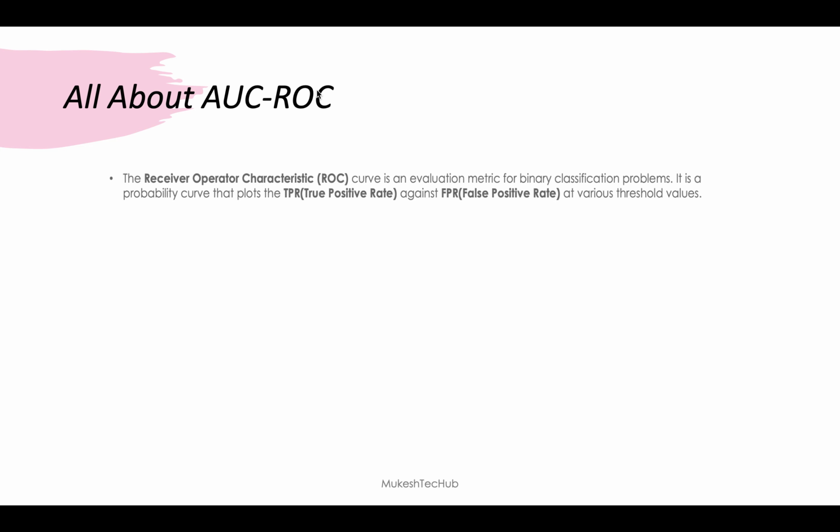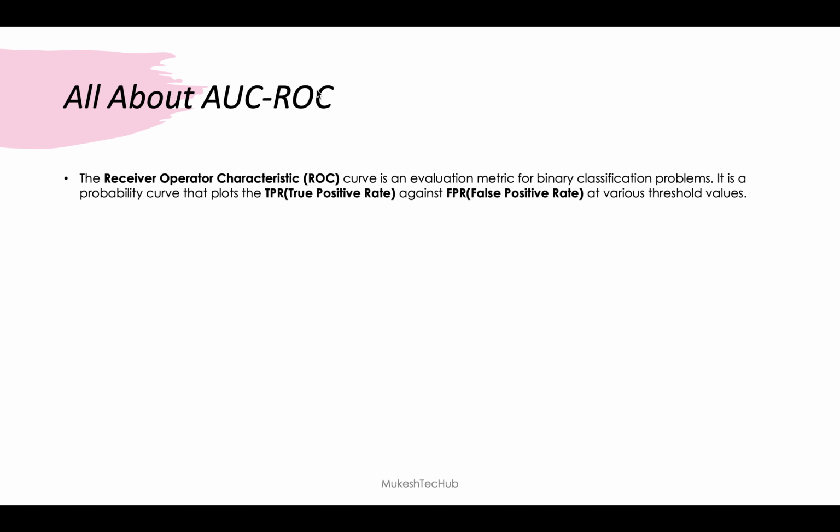Now we need to know about this ROC AUC curve. This is the receiver operator characteristic curve, and it is an evaluation metric for binary classification problems. It is a probability curve. Guys, it's a very important probability curve, because in the next video, when I do a practical implementation, I'll draw a graph using this ROC AUC technique.